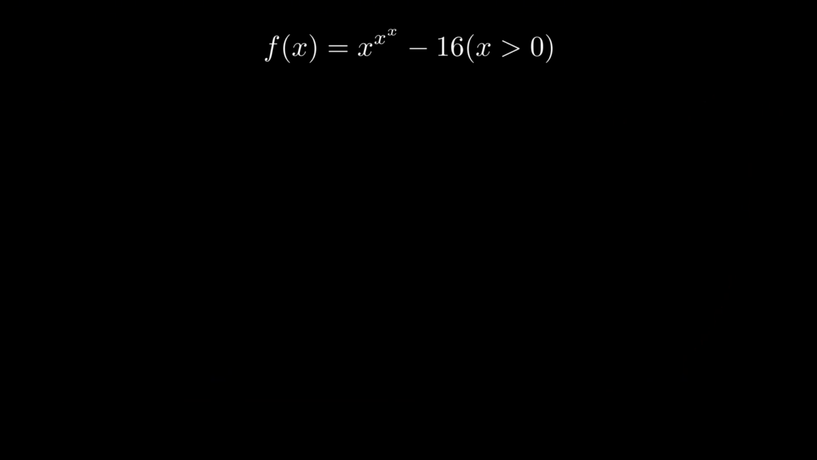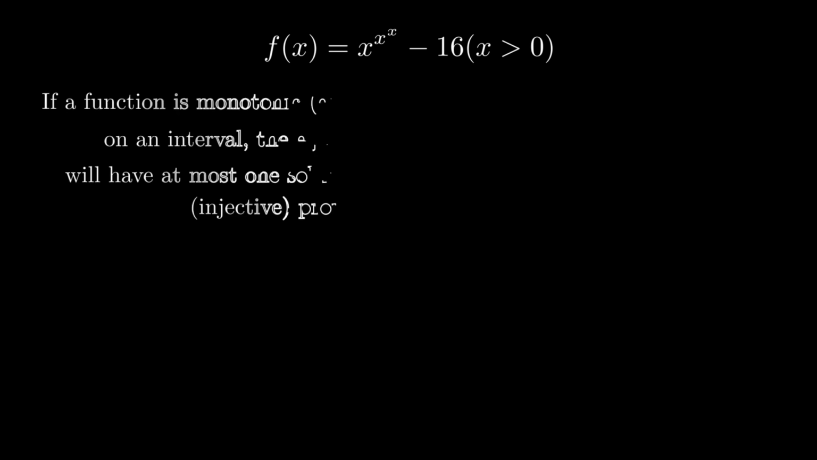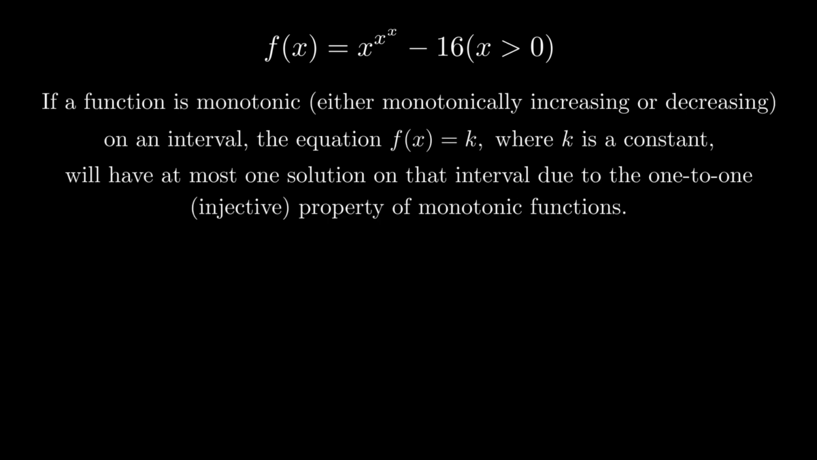Let's look at an important property first. If a function is monotonic, either monotonically increasing or decreasing on an interval, the equation f(x) equals k, where k is a constant, will have at most one solution on that interval due to the one-to-one injective property of monotonic functions. Let's now prove that the function is moving in only one direction.